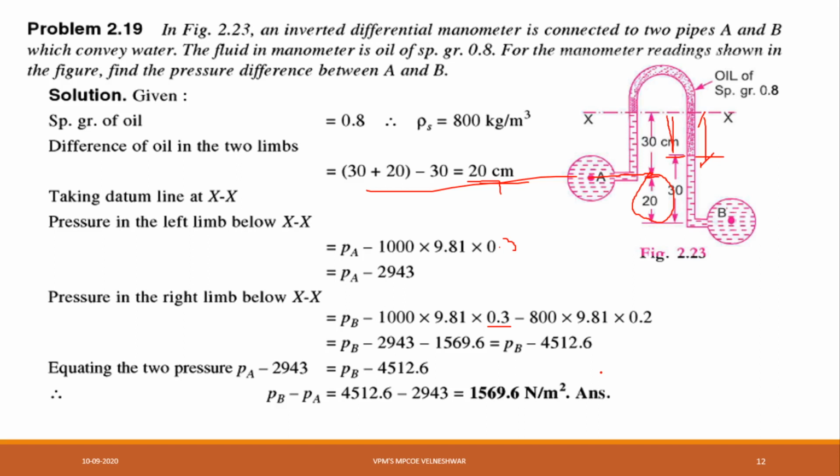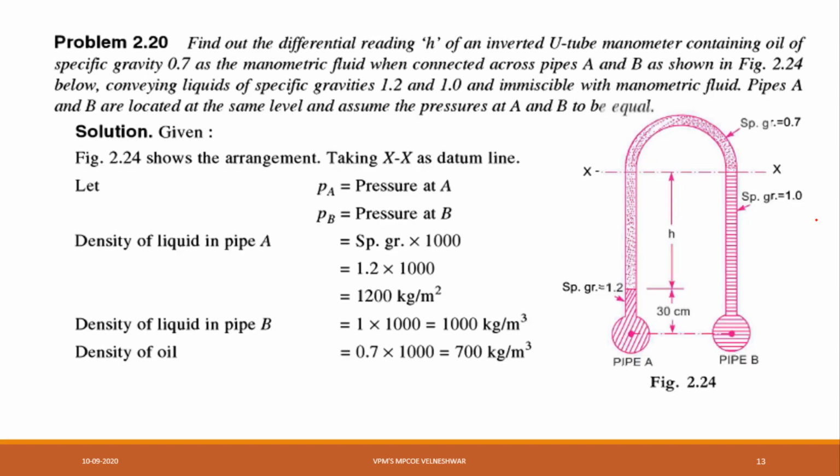Now what is our next step? Left limb pressure is equal to right limb pressure, that is PA minus 2943 is equal to PB minus 4512.6. Then PB minus PA is equal to 1569.6. If I take PA minus PB, it will come out negative, because location A is above and B is at a downward location. That's why we would get a negative, so instead I am taking PB minus PA, that is equal to 1569.6 Newton per meter square. Now next we will see another problem.